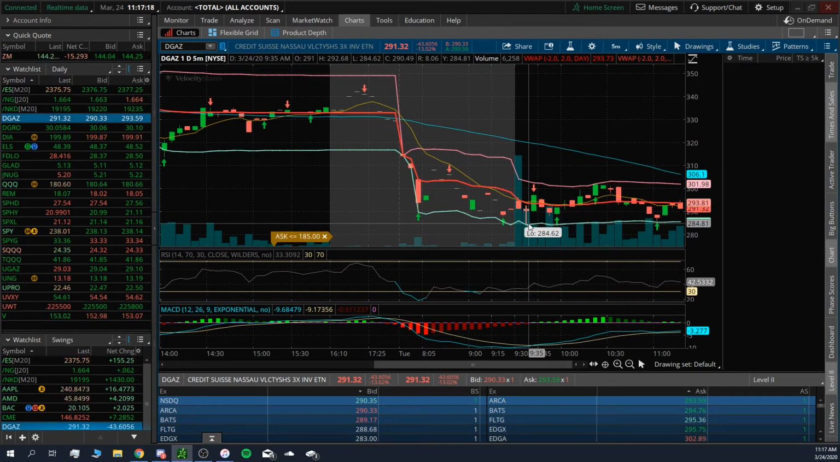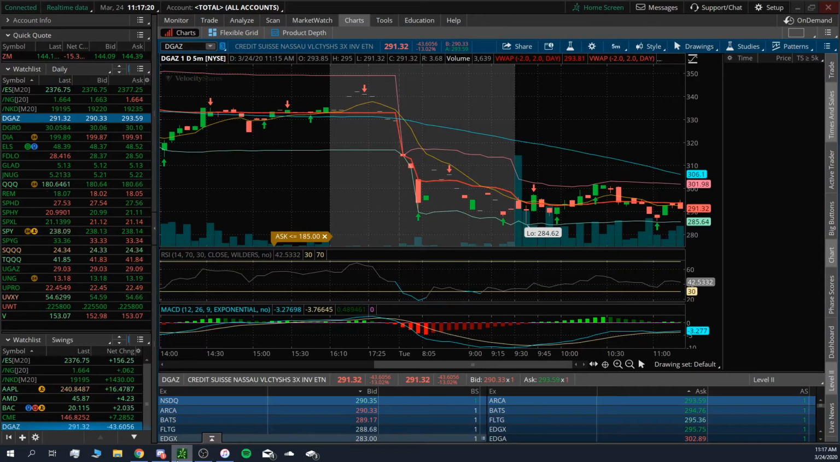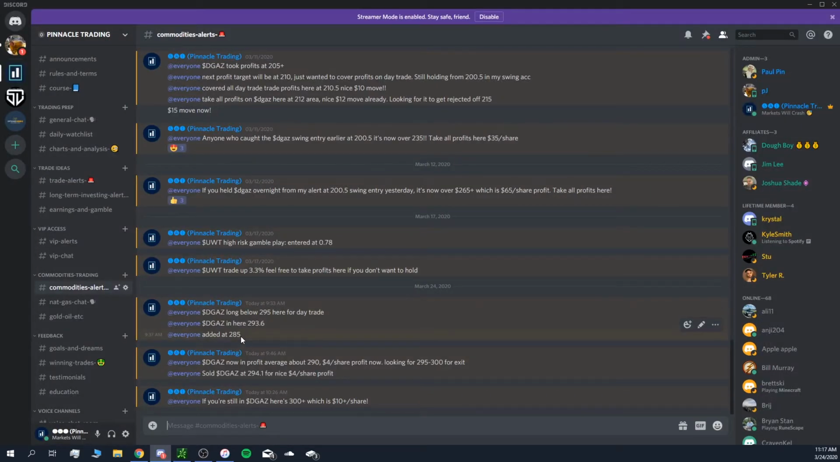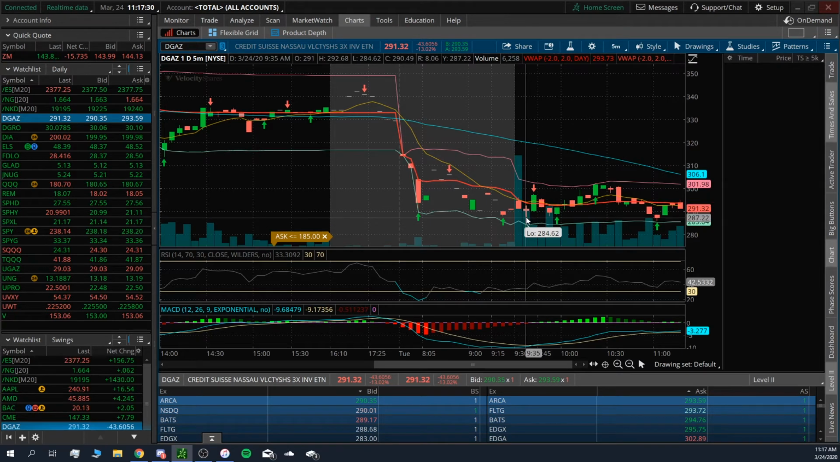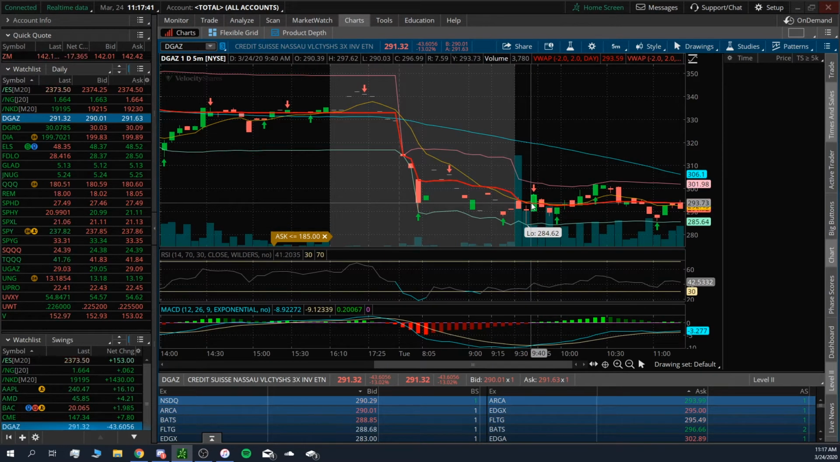It hit the bottom of the VWAP band, and what happened right here? I added a little bit more on this one at 285. Average was about 290, and as soon as it jumped over, it was about $4 per share profit. That's where I took it. So it bounced off. This is how natural gas plays out. It usually bounces off the low VWAP bands. Went up to about 294, so that's $4 per share profit, and I was out.